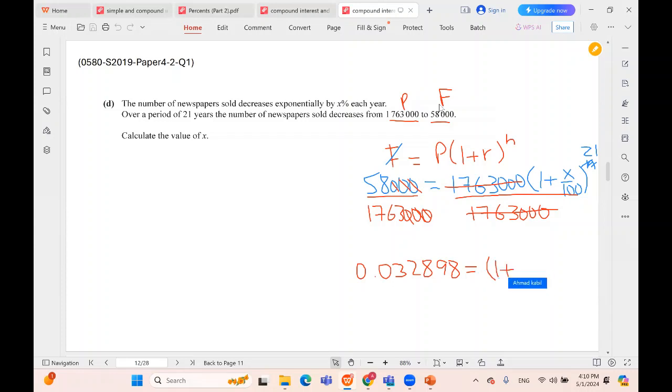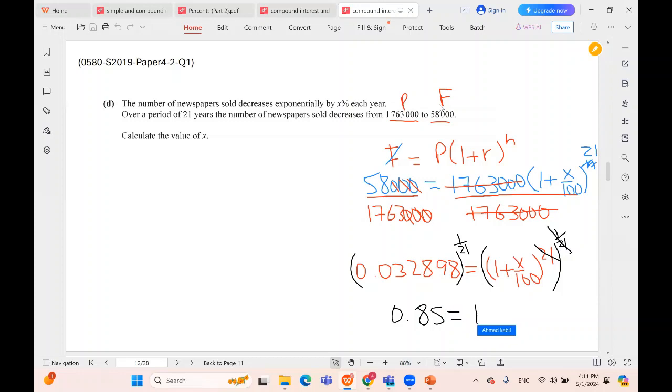over 100, power 21. To get rid of the power, we need to raise them both to the reciprocal power. So power 1 over 21 on both sides. These will cancel out. On the calculator, just raise your answer to the power of 1 divided by 21, and you get 0.8499, so 0.85 is fine. This is equal to 1 plus X over 100.